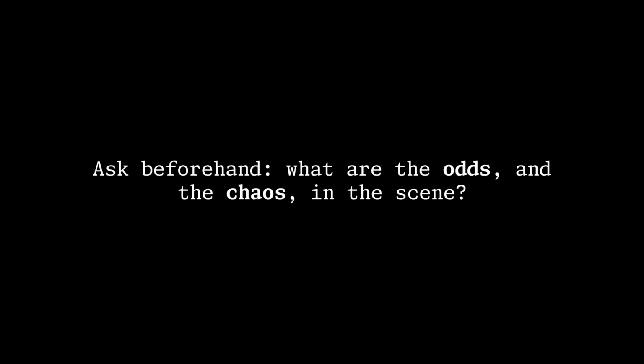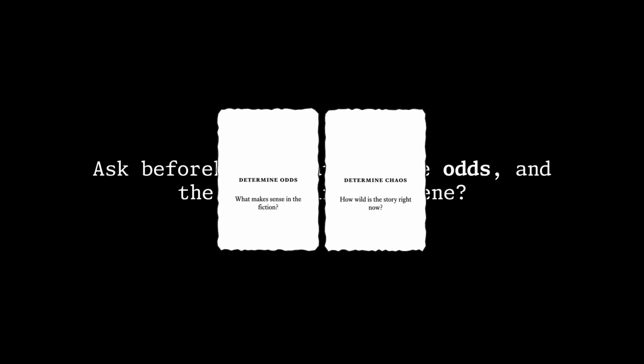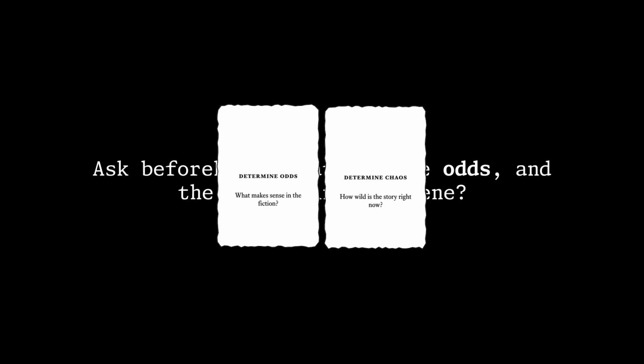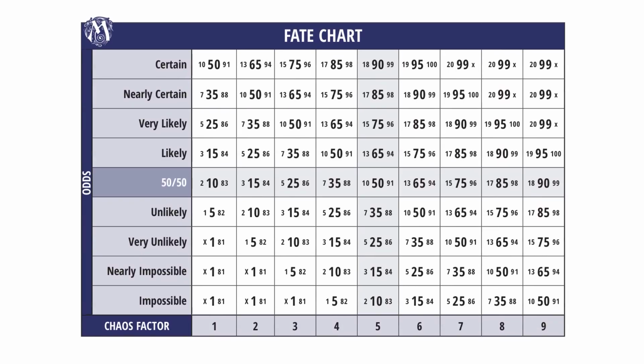You are essentially always asking, what makes sense in the fiction to determine odds? And then you ask, how wild is the story right now to determine your chaos factor? And once you've done this, then you roll. And this is where you begin reading the fate chart cell.